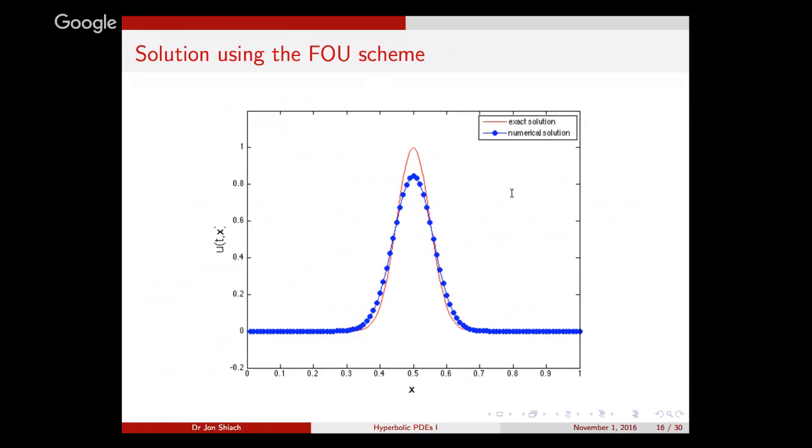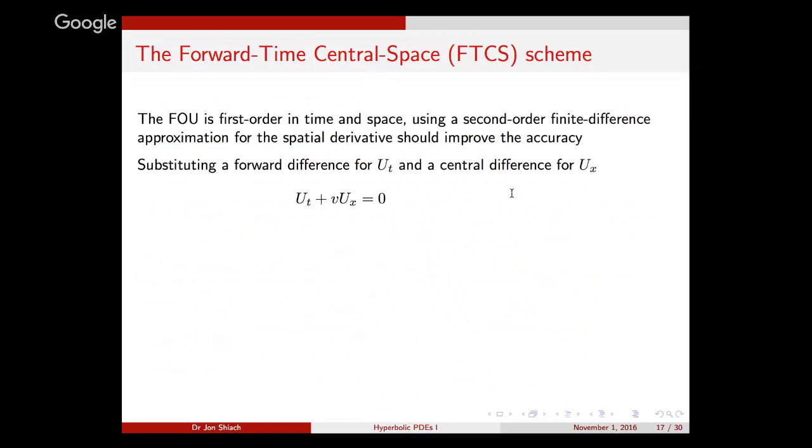Sometimes dissipation is built into PDEs and we want it. In this case, we don't want it. So we've got to find a way of improving this bit here. Now, the dissipation is a feature of a first order approximation of the spatial derivative. So the obvious solution would be to use a second order approximation.